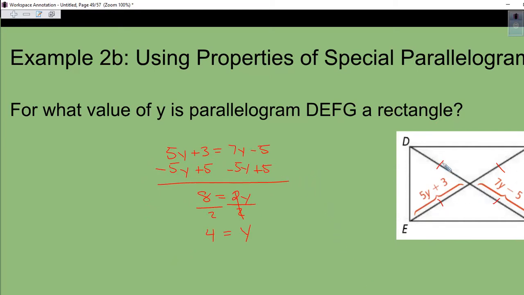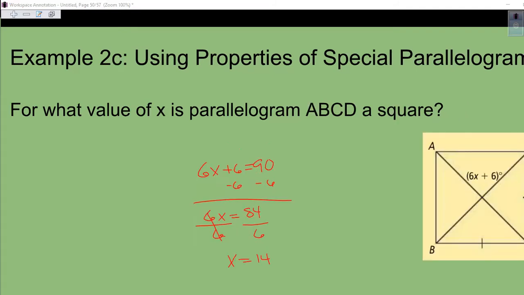And here we know that it's a rectangle, so diagonals are congruent. Therefore, these two segments are going to be equal to each other. So we set them equal and solve for our variable y. So we get y equals 4.